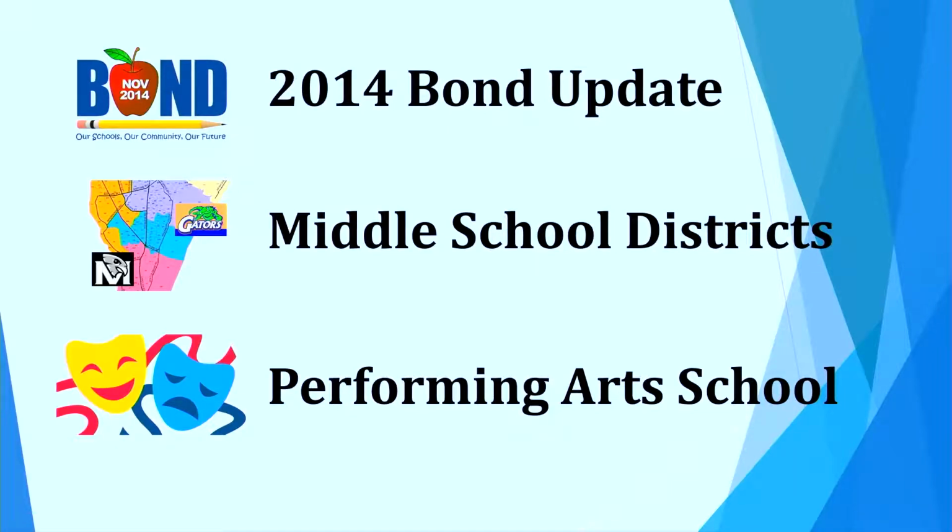And I think at the last board meeting, the directive was to look and see what it would look like if we just alleviated the overcrowding at Murray. So we're going to take a look at that. And then at the last board meeting, we were asked to look at some possibilities for implementation of a performing arts school.